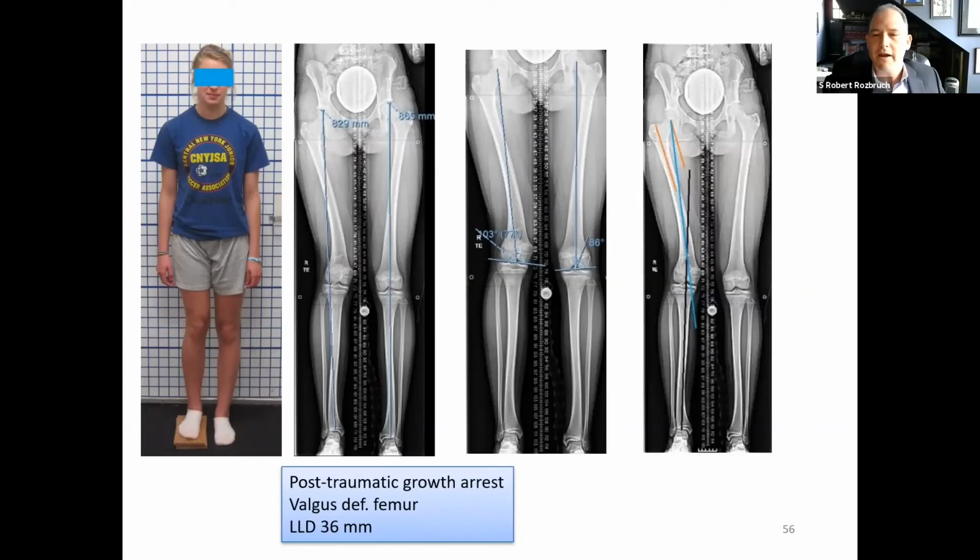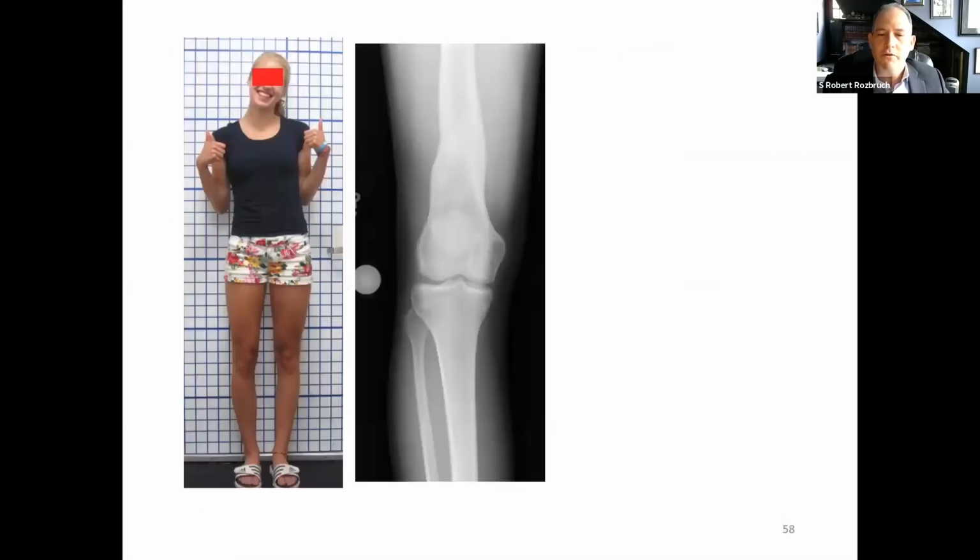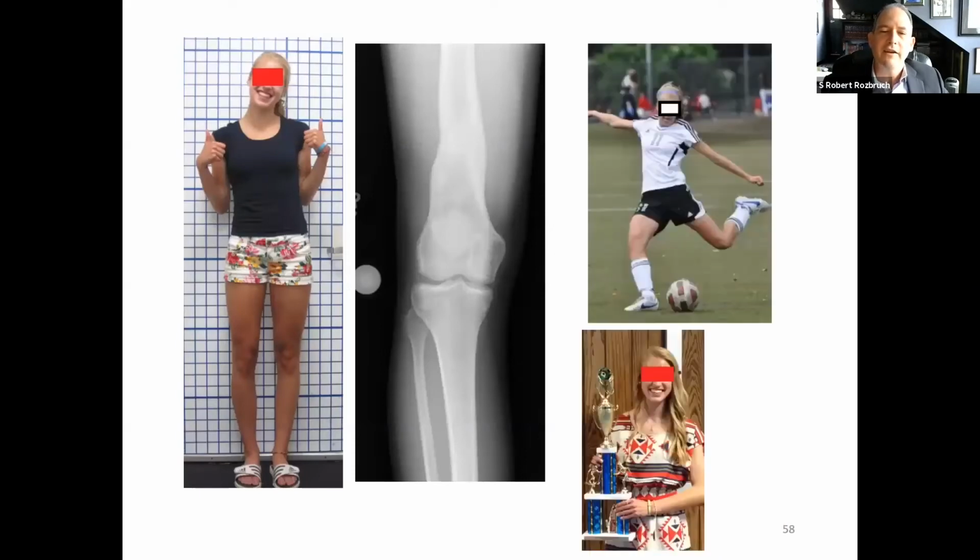I plan my osteotomy and my deformity correction, and I do an acute correction of deformity with the rail frame, and then I do some subsequent lengthening, and this is what it looked like 15 years ago. Acute correction of the valgus and gradual lengthening with the monolateral frame. The bone healing was fantastic. She did really nicely. She went back to a very high level of athletic function.